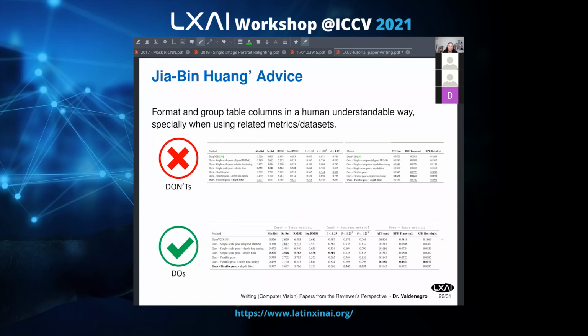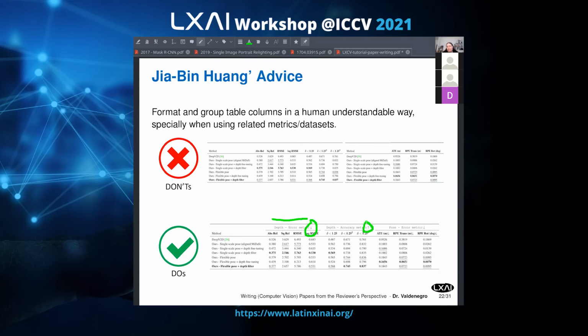So I think this is one of the last ones: format and group table columns in a human understandable way, especially when you use related metrics and datasets. Here you see that in these tables there are no vertical lines, only horizontal lines, and there are many metrics like absolute relative error and so on. One way to present this is to put a small hint, for example, that depth is an error metric from the depth image, and then include an arrow indicating that lower is better. And then here you have depth accuracy, where higher is better.